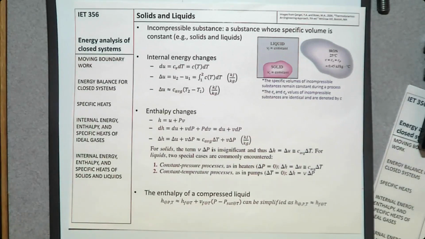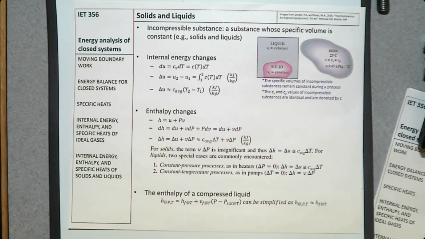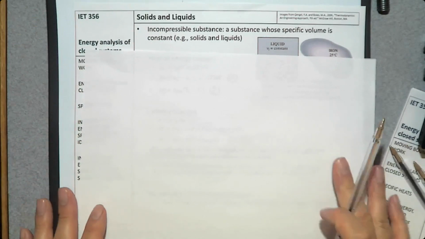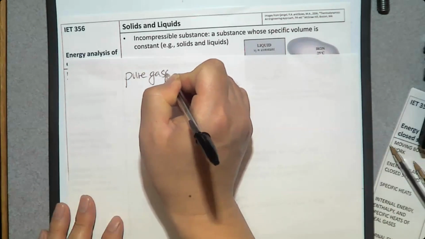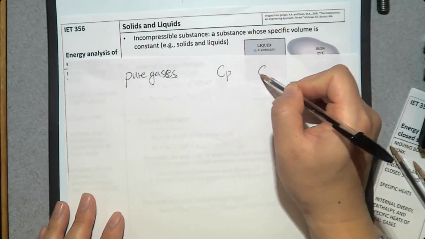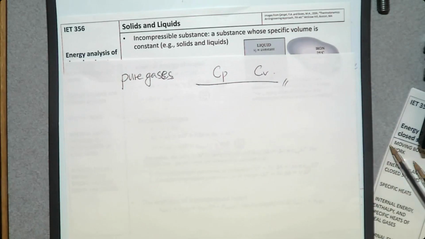Okay, today we are going to study how to solve thermodynamics equations for solids and liquids. Previously, for pure gases, we can use specific heat. They are Cp and Cv to determine the change in specific internal energy or the change in enthalpy.